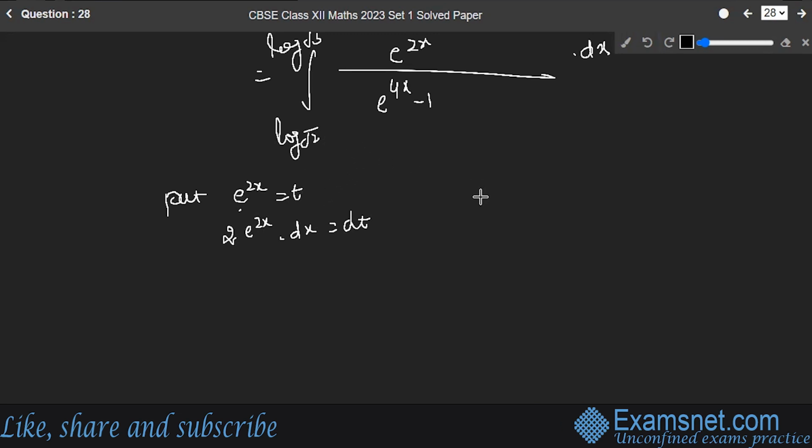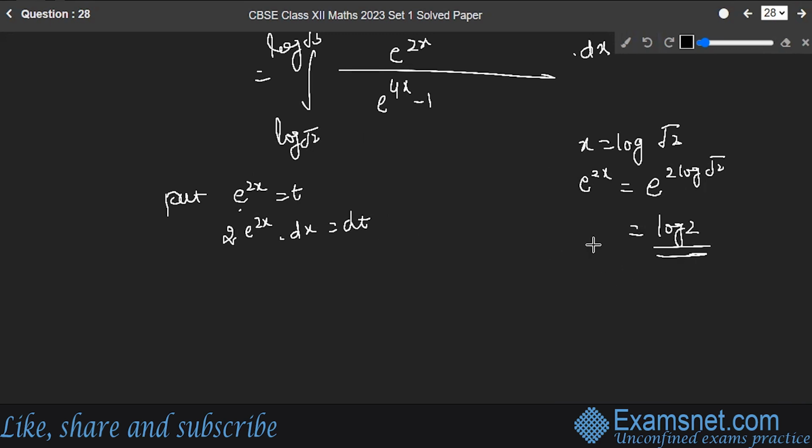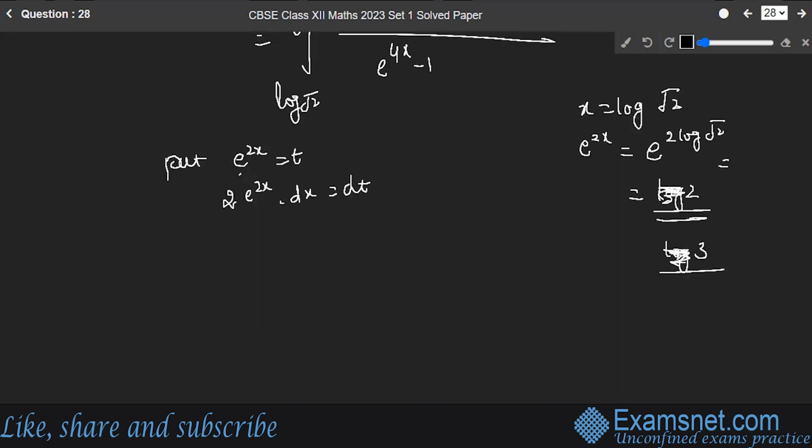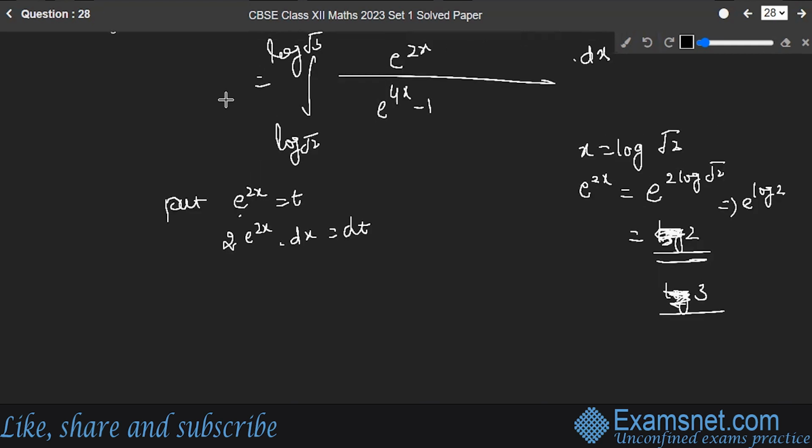Also, when you are putting e raised to power 2x equal to t, the limits will also change. When x is equal to log of root 2, e raised to power 2x will be equal to e raised to power 2 log root 2, which is e raised to power log of root 2 squared, which is 2. Similarly, the upper limit, log root 3, will be shifted to 3.